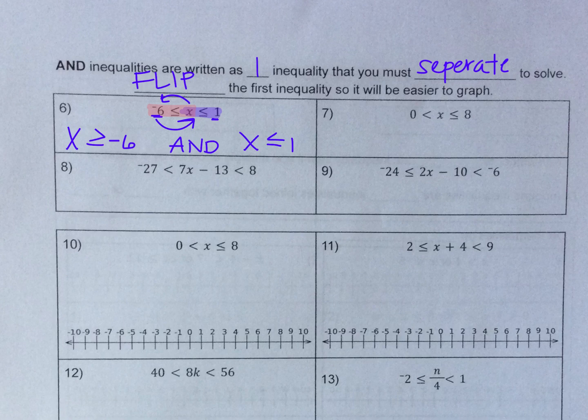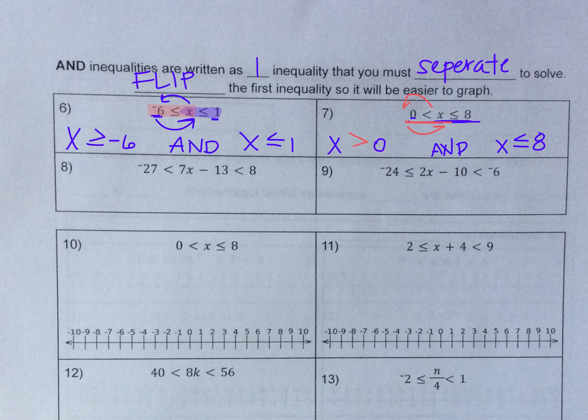Let's do the same thing for number 7. I got a 0. I'll just write it right here. And we got an 8. I'm going to write it down there. I'm going to write and in the middle. Okay? They both have that x that they're sharing. X is less than or equal to 8. Well, that's obvious. I just copy it down. And then this other one, 0 is less than x. I'm going to flip everything over and say x is greater than 0.